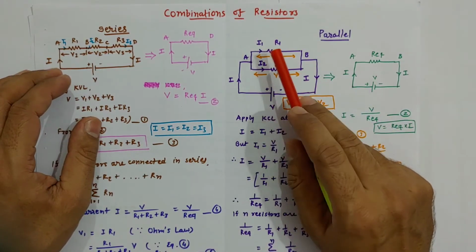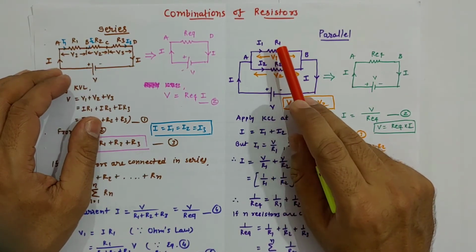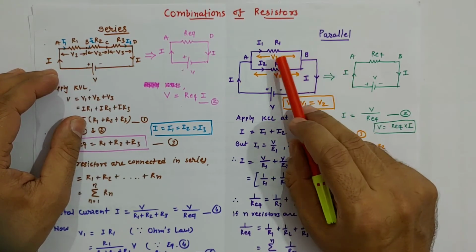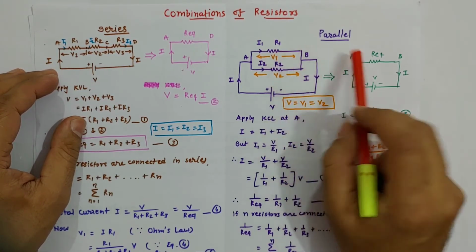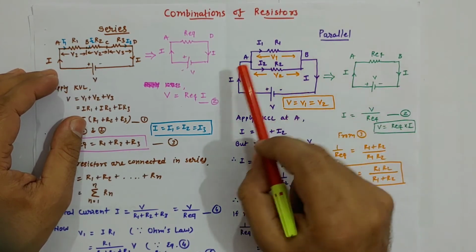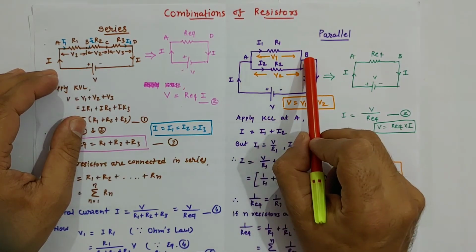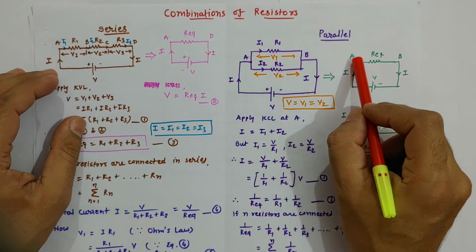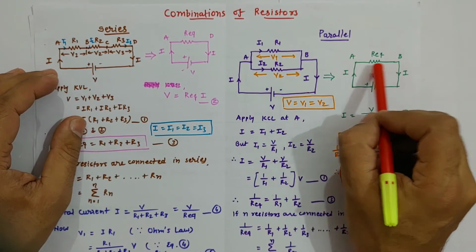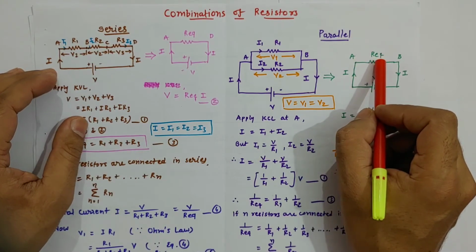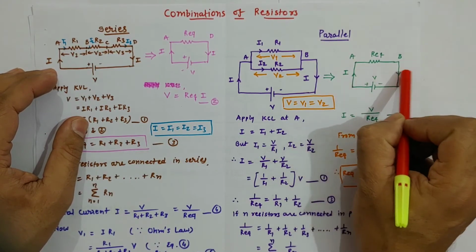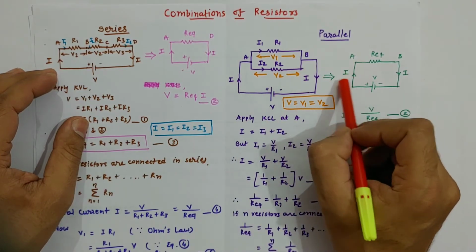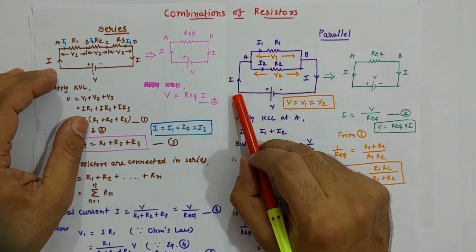Now we want to find the value of equivalent resistor for the parallel combination. So the equivalent circuit would become like this. The value of the resistors between A and B in this circuit diagram and the value of single resistor between terminal A and B in this diagram should be same, so that the value of current in the circuit will remain same. I and this I, the value of both is same.